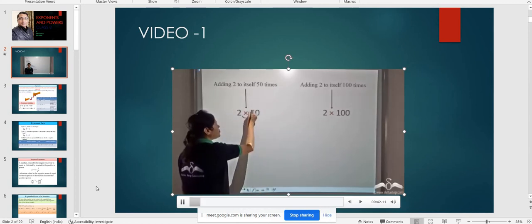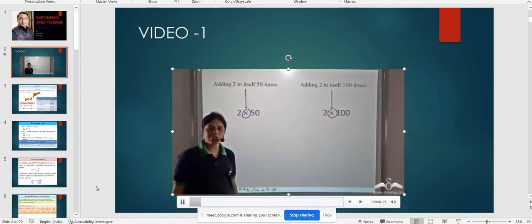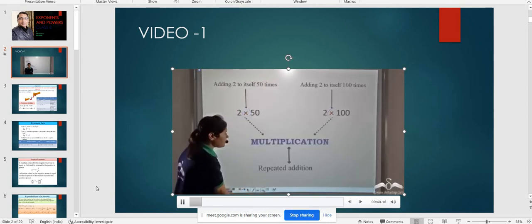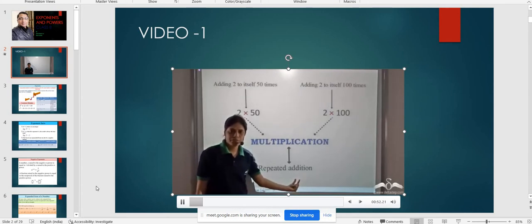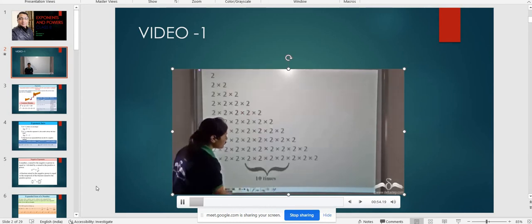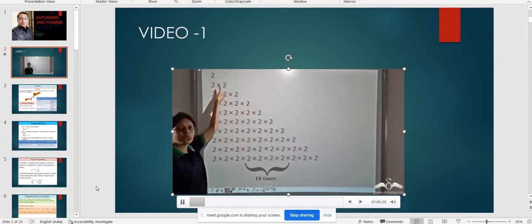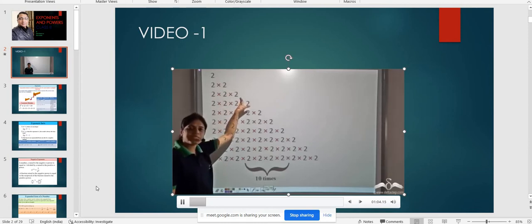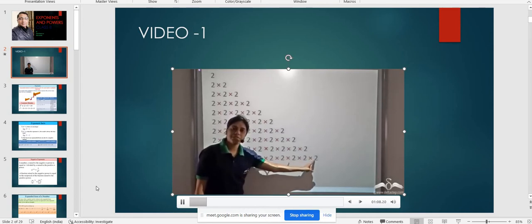And we know that this operation is multiplication. So multiplication denotes repeated addition. But what happens if we keep on multiplying 2 to itself? This is 2. 2 multiplied twice. 2 multiplied 3 times. This is 2 multiplied 10 times.